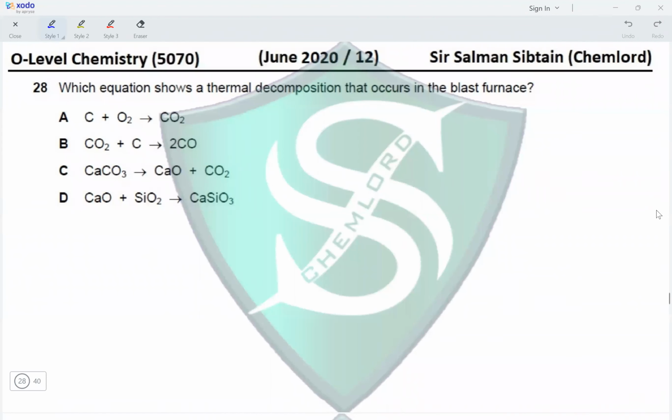Question 28. Which equation shows a thermal decomposition that occurs in the blast furnace? A represents oxidation or combustion. B represents reduction. C represents calcium carbonate going to calcium oxide and CO2. This is decomposition. And D represents calcium oxide plus SiO2. This is a base reacting with an acid, so this is an acid-base reaction, a neutralization reaction. So this is also wrong, which makes option C the correct option for this question.